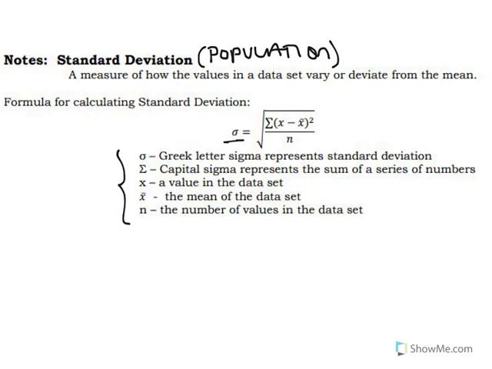This is sigma. They're all Greek letters. Sigma represents the standard deviation symbol. Then we have this summation sign right here, which represents sum. It's called sigma. It's the sum of all the numbers. Then x is each of our data values. Then x with a bar on top means the mean. And n is the number of data values in the data set.